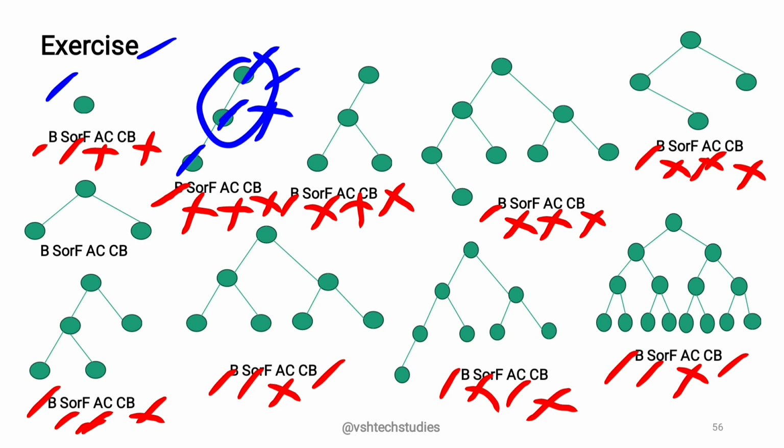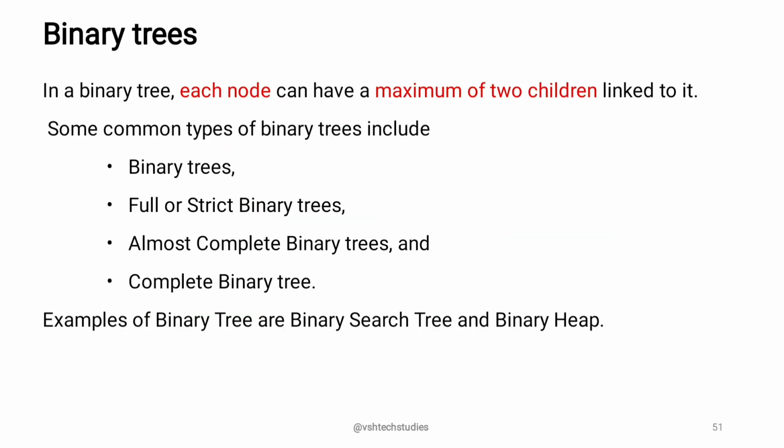In the remaining examples here, the answers are marked. So you can verify with the reasoning as per the corresponding definitions. Okay. And that is the complete discussion on binary trees. That is, what is a binary tree and what are the four different types of binary tree.